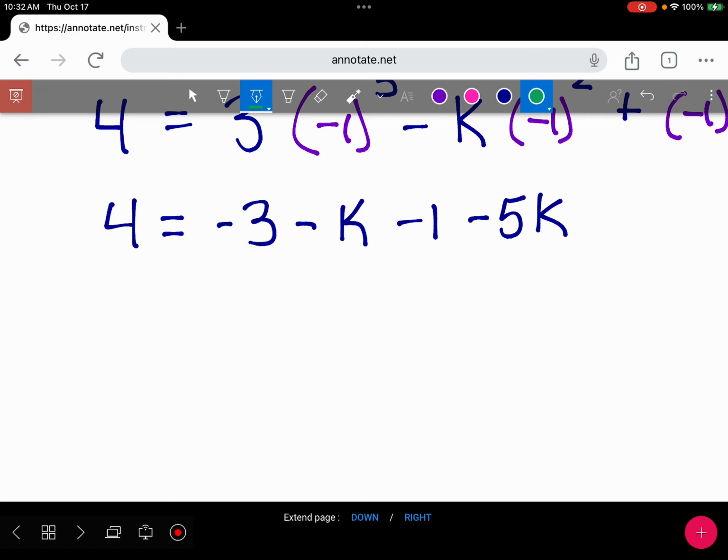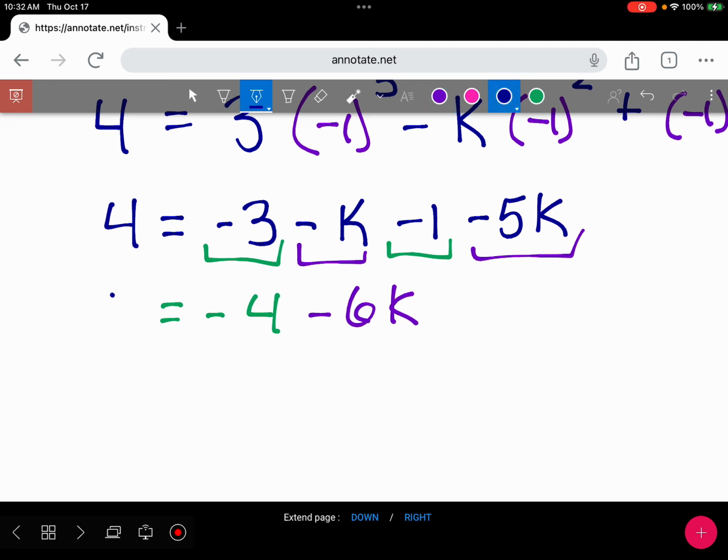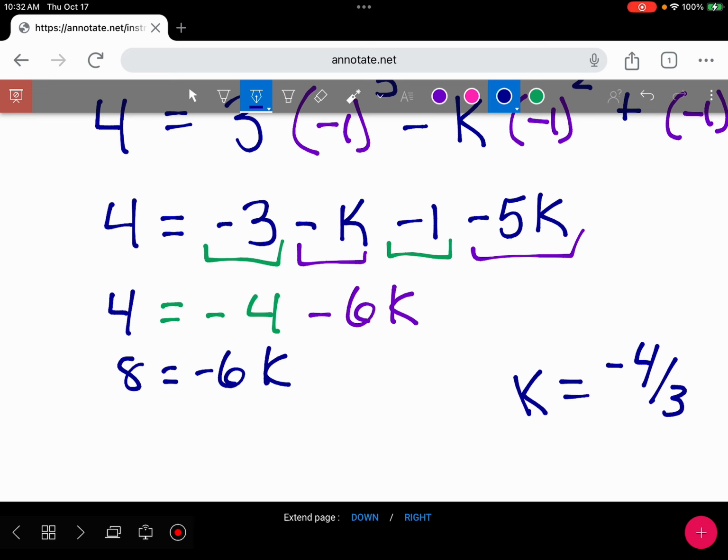What next? Combine like terms. I've got negative 3, negative 1, that gives me negative 4. I've got minus k minus 5k giving me minus 6k. Add 4 to both sides: I get 8 equals negative 6k. So what does k equal? Negative 4/3. Okay, that's your answer. I don't know why, but we get hung up on that one.